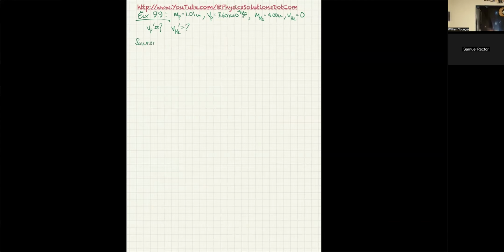Solution. Again, we have MP VP is equal to MP VP prime plus MHE VHE prime. That's going to be equation 1. But we also have VP, that would normally be minus VHE, but we don't have a VHE, that's zero, is equal to negative VP prime minus VHE prime. So that's our two equations we're going to use here.